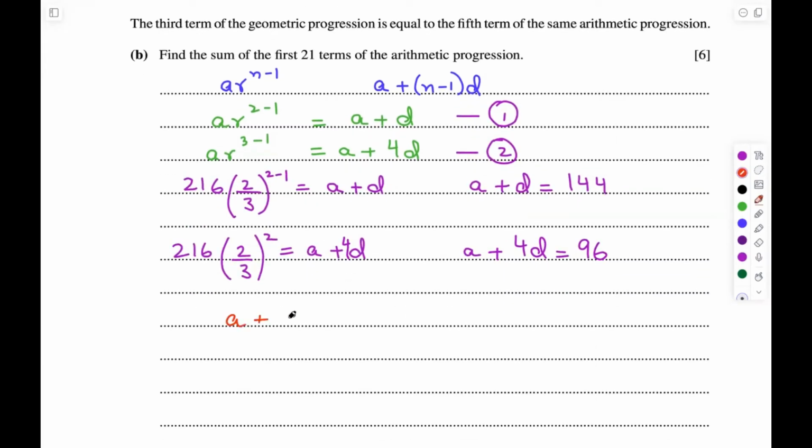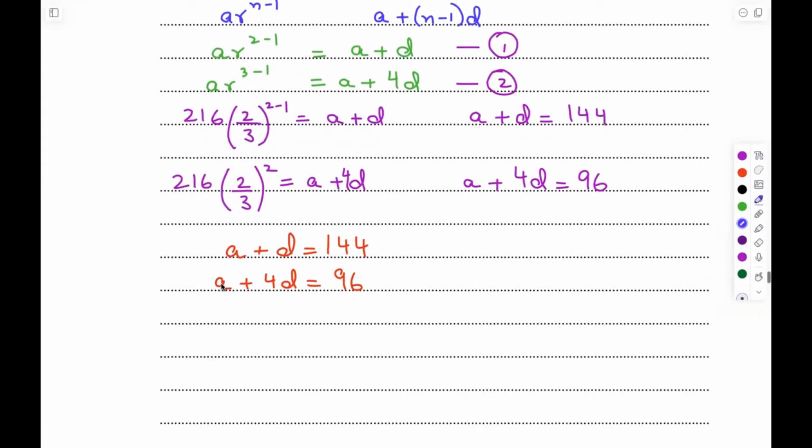Solving the two equations simultaneously, we'll be able to find the value of a and d. So the first equation is a plus d is equal to 144. A plus 4d is equal to 96. Now we can directly substitute this in the calculator to solve the simultaneous equation, or we can use the elimination method. If we use the elimination method, we can add a negative sign to the second equation. A and a will cancel. D minus 4d will be minus 3d. 144 minus 96 is 48. So d will be equal to 48 divided by minus 3, which is minus 16.